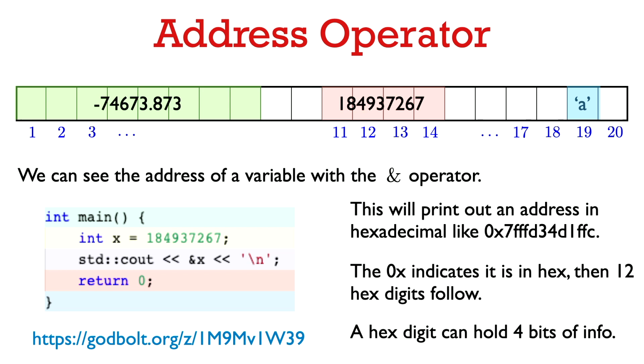Okay, so a hex digit can take on 16 possible values. Hexadecimal means 16, so it can take on 16 possible values. So that means that it holds 4 bits of information. Okay, and I said that there's 12 digits here. Following the 0x, there's 12 digits. So that's 48 bits of information. But we just said that an address should be 64 bits, right? So what's going on here?